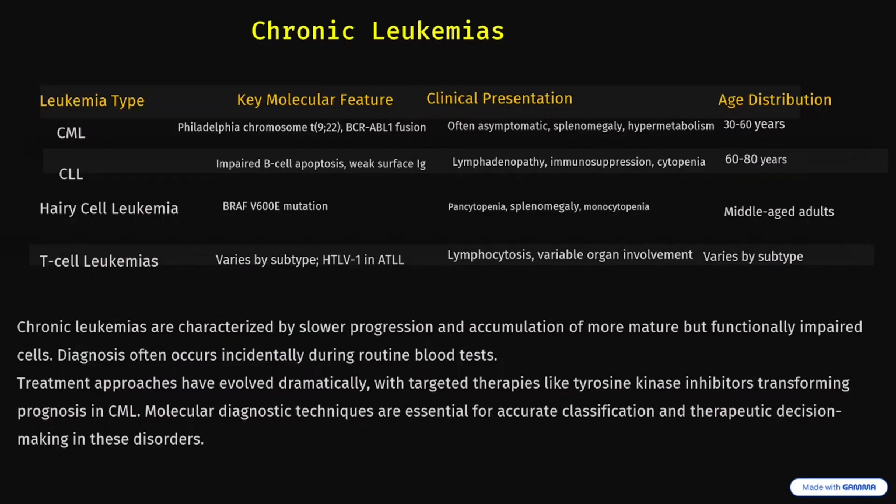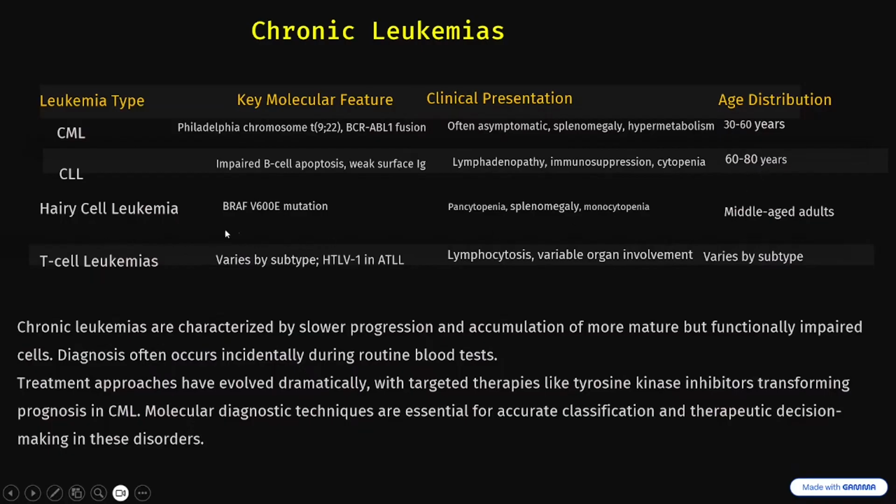CLL or chronic lymphoid leukemia. Impaired B cell apoptosis and weak surface antigen. The clinical presentations are lymphadenopathy and immunosuppression, also cytopenia. In CLL, cytopenia will be there. The age group is between 60 to 80 years.